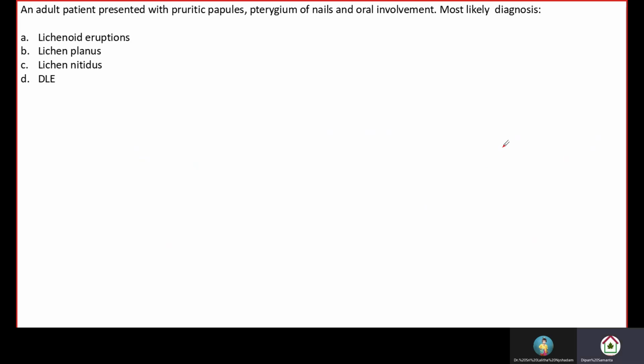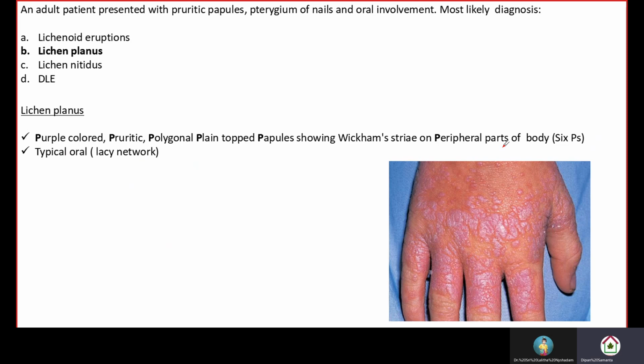Okay, next question. An adult patient presented with pruritic papules, pterygium of nails and oral involvement. Most likely diagnosis? The options are lichenoid eruption, lichen planus, lichen nitidus, and DLE. And the answer will be lichen planus.